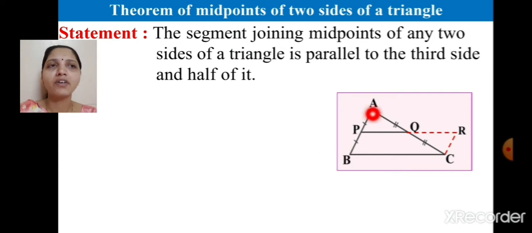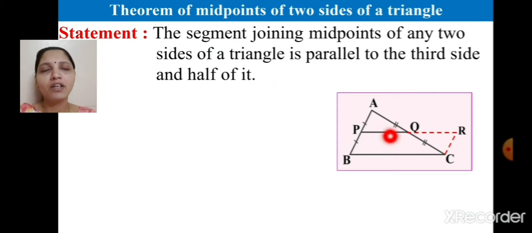So first we have to draw a triangle. Here I have drawn triangle ABC. In this triangle, we have to consider midpoints of any two sides of a triangle. So here I have considered point P is the midpoint of seg AB and point Q is the midpoint of seg AC. And if I join these two points, I will get a segment PQ, and this segment PQ is parallel to the third side of the triangle, that is side BC. That means seg PQ is parallel to seg BC, and also this PQ is half of BC.